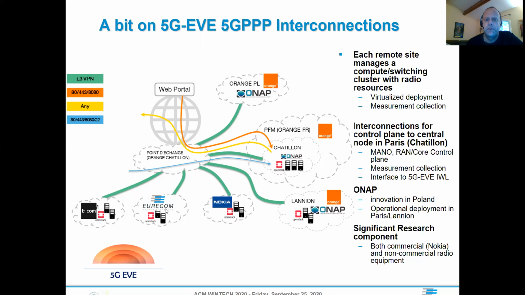So this was the infrastructure I just described. And there's a commercial 5G infrastructure at Nokia premises in Paris as well. So basically our infrastructure here is interconnected to other infrastructures in France, and they're all centrally automated using an ONAP framework on a cluster that's maintained by Orange.